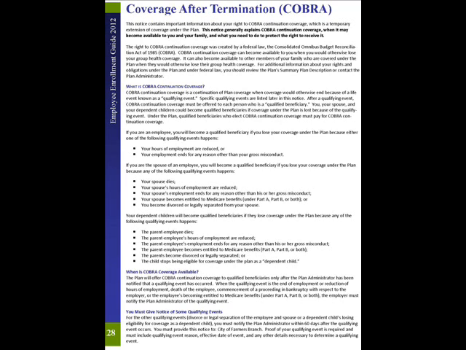Your dependent children will become qualified beneficiaries if they lose coverage under the plan because any of the following qualifying life events happen. The parent employee dies, the parent employee's hours of employment are reduced, the parent employee's employment ends for any reason other than his or her gross misconduct, the parent employee becomes entitled to Medicare benefits, or the parents become divorced or legally separated, or the child stops being eligible for coverage under the plan as a dependent child.